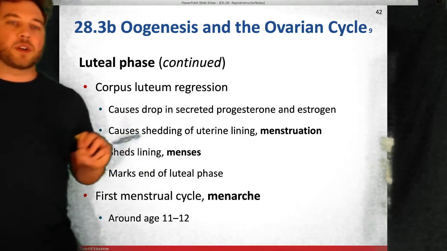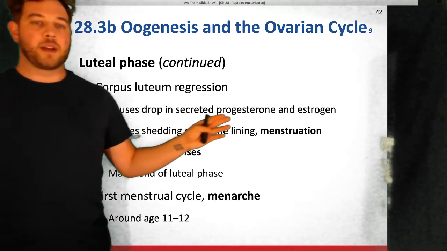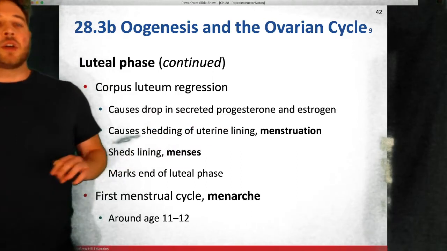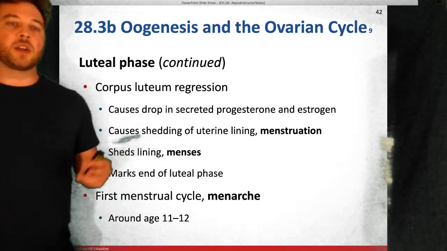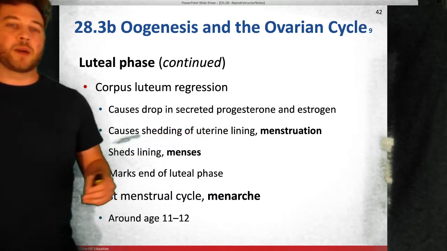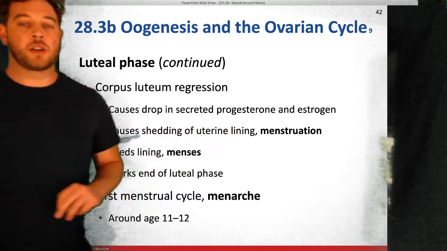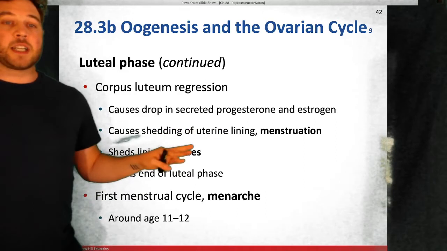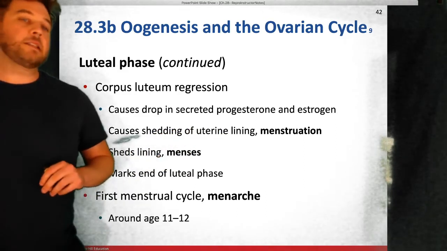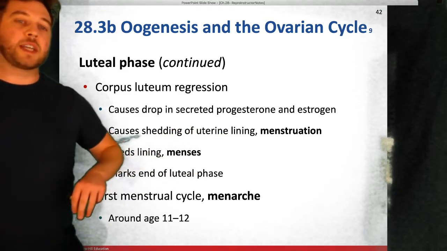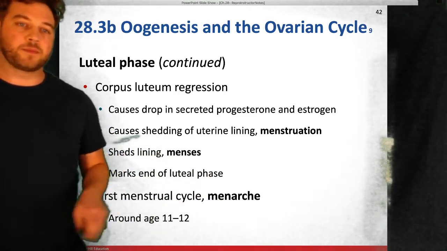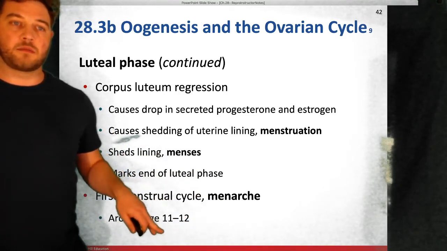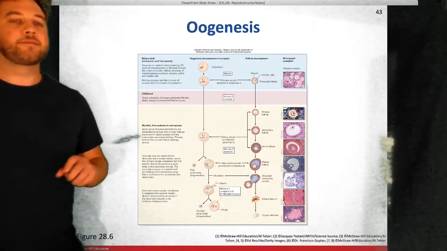The corpus luteum starts to regress, causing a drop in progesterone and estrogen, which, if there is no fertilization, will cause the shedding of the uterine lining, which we know as menstruation. The shed lining is specifically called the menses, and it marks the end of the luteal phase. Your first menstrual cycle is menarche, usually around age 11 or 12. It varies quite a lot.